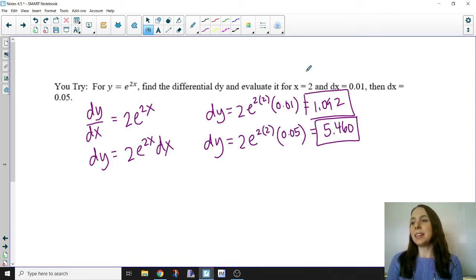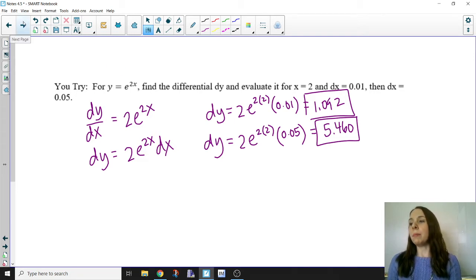As promised, here's the derivative. Here is the derivative in differential form, and here are the calculations that you need to find the differential of y when dx is 0.01 and the differential of y when dx is 0.05. I think this one's kind of cool because you can see that for a very small amount of change in the x, the y changes by a relatively high amount, right? And if you know anything about exponential functions, that would make sense.